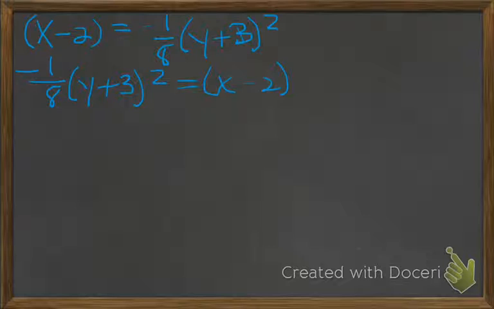Now, to make this match my formula, I need to make this negative 1/8 become a 1. So to do that, I can either divide by negative 1/8, or to remove a fraction, I can multiply by the reciprocal. So in this case, I'm going to multiply.